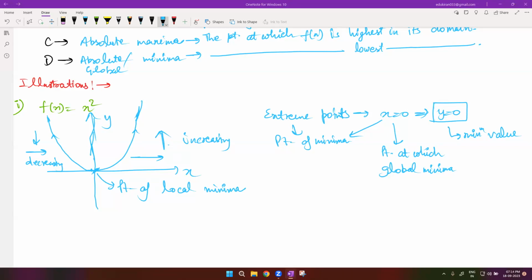Yeah, so this is also known as global minima or global maxima. So this is the point which is also a local minima and also a global minima, right? So x = 0 is the point at which global minima exists, and y = 0 is the minimum value of the function.